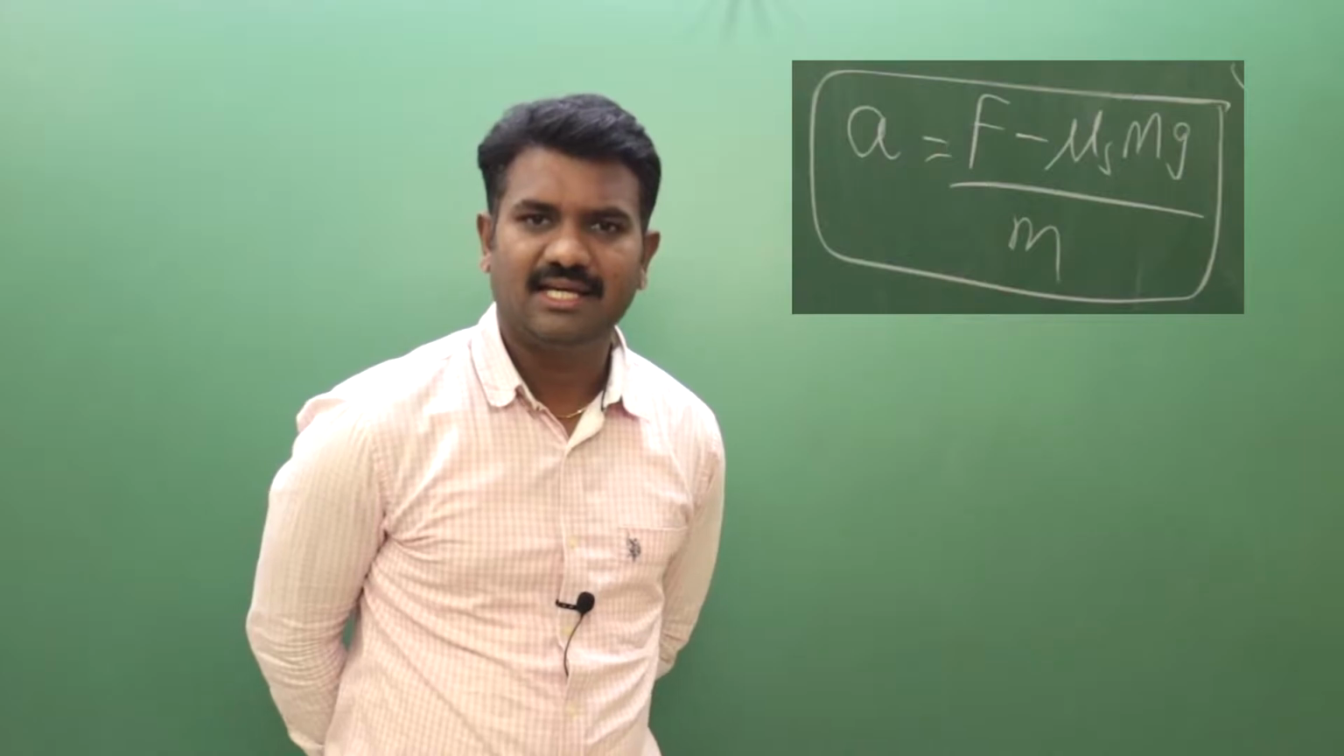Hello dear students, in the previous lecture I discussed the motion of an object on a horizontal surface, and from that we derived the formula for acceleration. Tell me the formula for acceleration. I hope you remember it. What is the formula for acceleration? Yes, you are right. a is equal to (F minus fk) by m, or (F minus mu mg) by m.